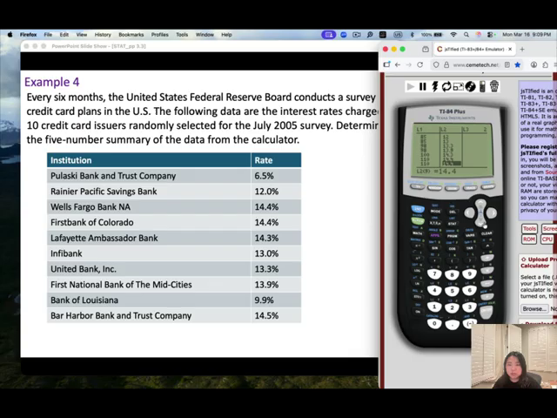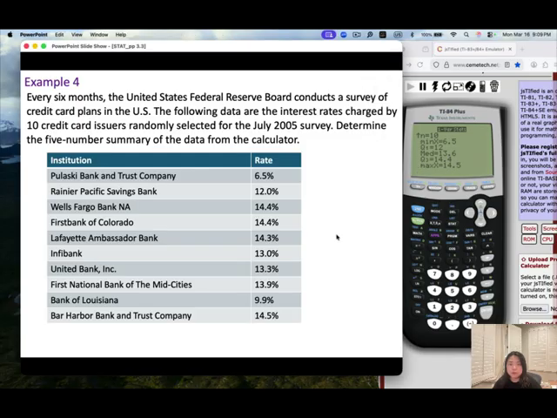Okay, now we try to use this data to find the 5-number summary. Click on the stat, go to the calc, click on number 1. This time my data is going to be on L2, so second 2 for L2. Go to calculate. So you will see minimum 6.5, Q1 is 12, median is 13.6, Q3 will be 14.4, maximum will be 14.5. Okay, so write it down.